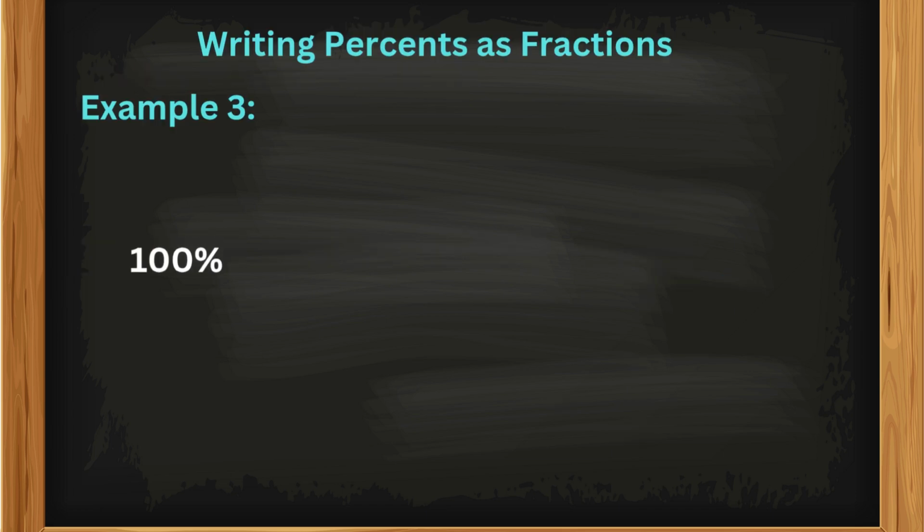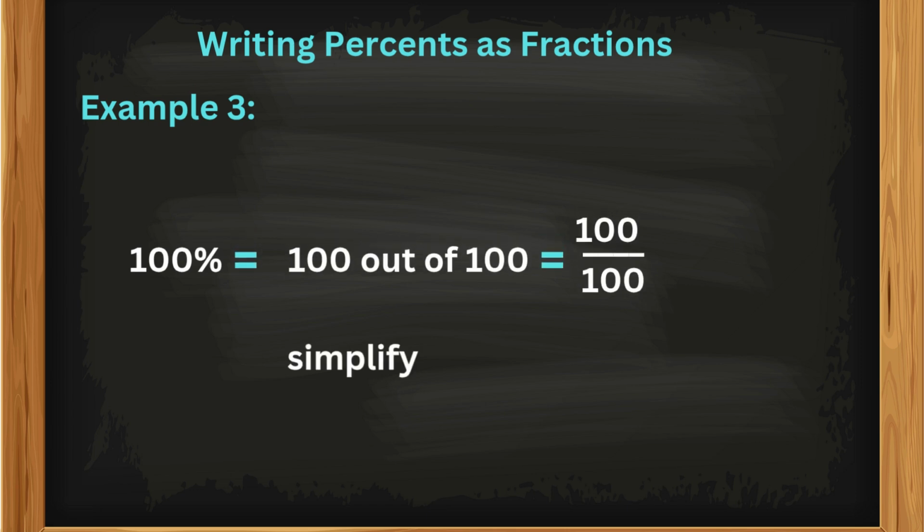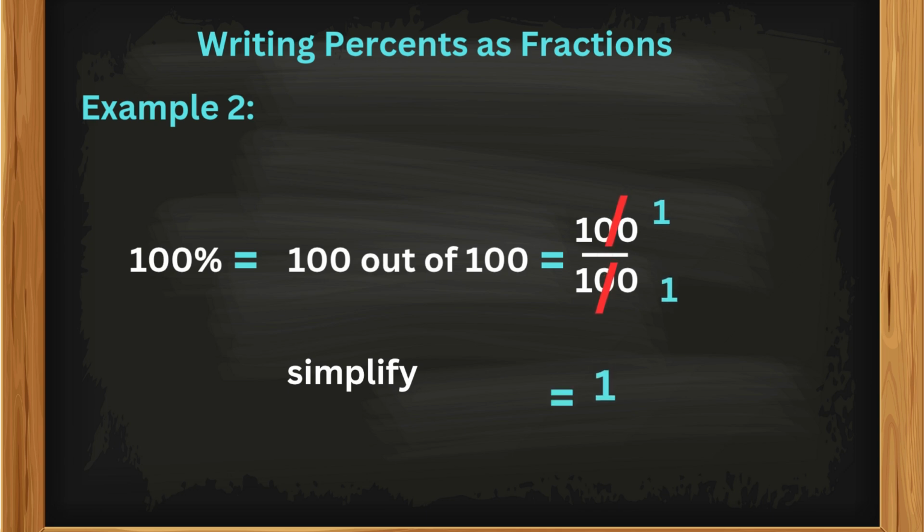Example 3, 100%. 100% equals 100 over 100, and 100 divided by 100 is just 1. So 100% equals 1.